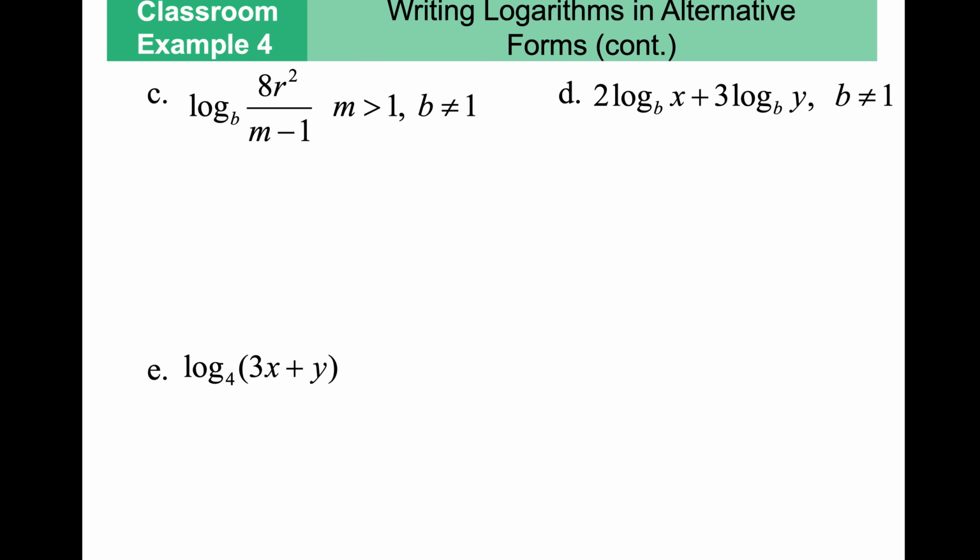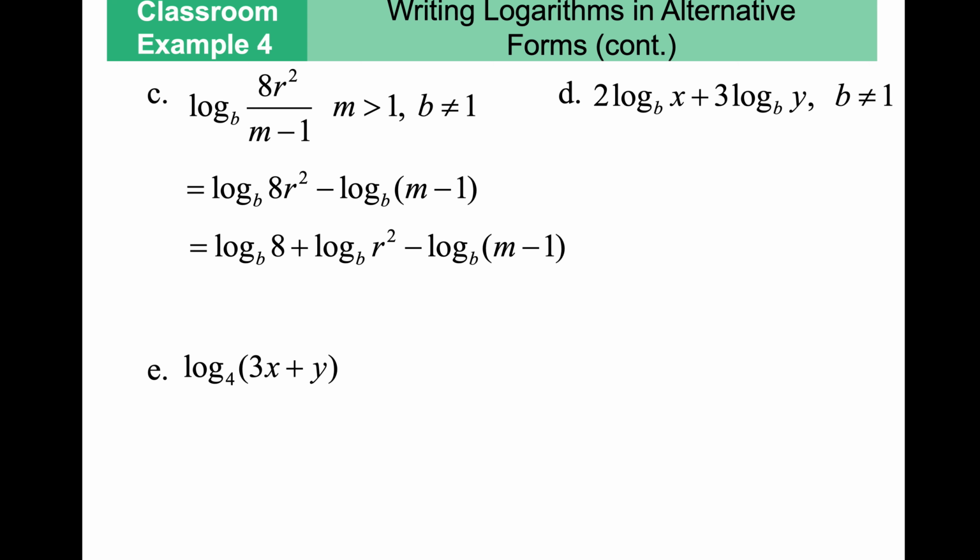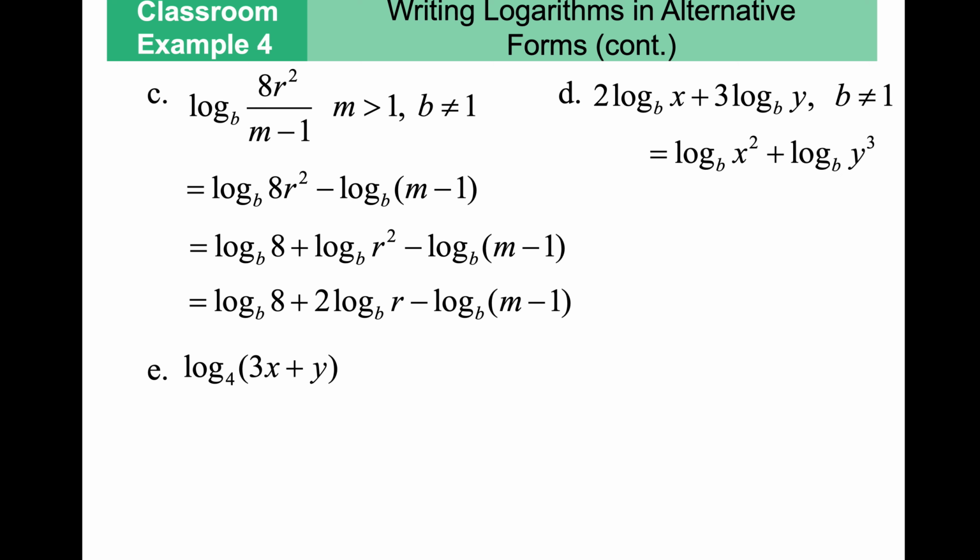In C, I would go ahead and write that division as subtraction first. Then I'm going to go ahead and expand that 8 times r squared out. Next, I'm going to move any exponents to the front. Then in D, if I'm wanting to condense, the first thing I would do is bring those numbers in front up to the exponents. Then I'm going to write that as a product.